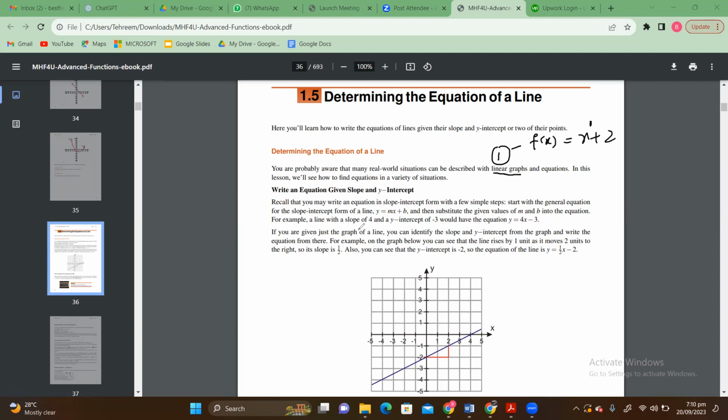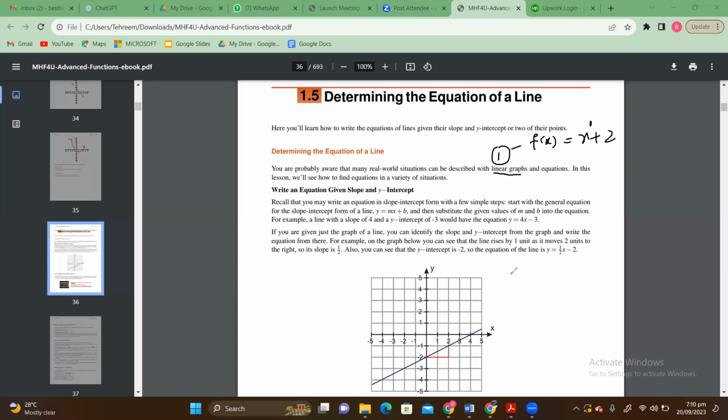For example, a line with a slope of 4 and y-intercept minus 3 will have the equation y is equal to 4x minus 3. If you are given just the graph of a line, you can identify the slope and y-intercept from the graph and write the equation. For example, on the graph below, you can see that the line rises by 1 unit as it moves 2 units to the right. So the slope is 1 by 2.